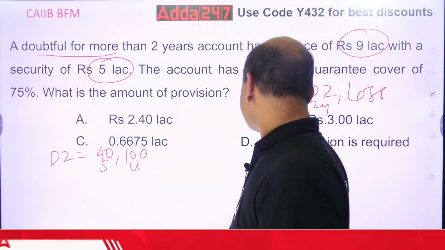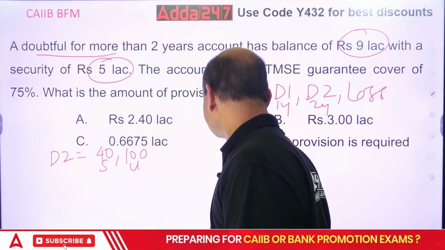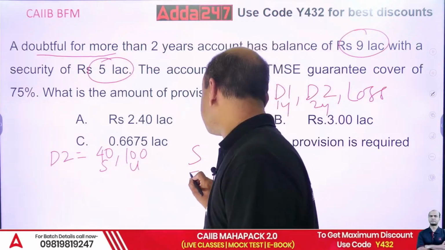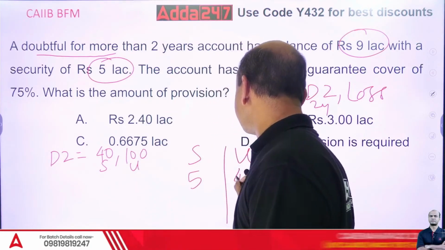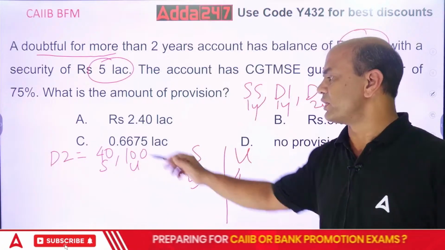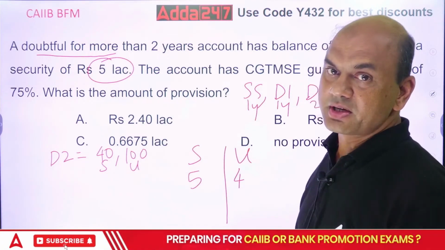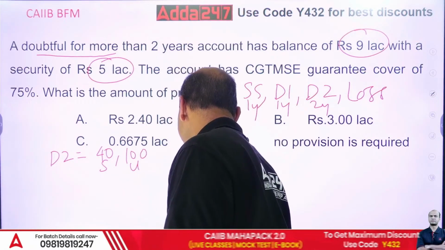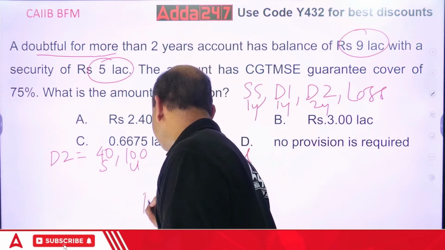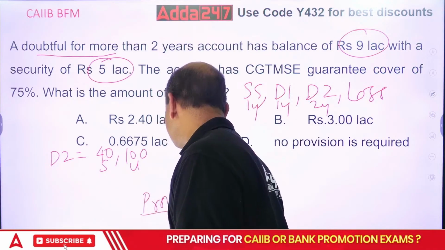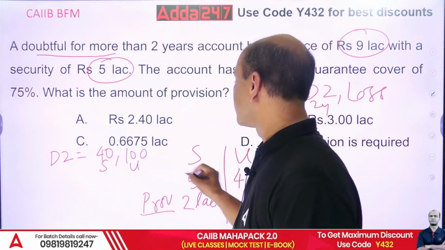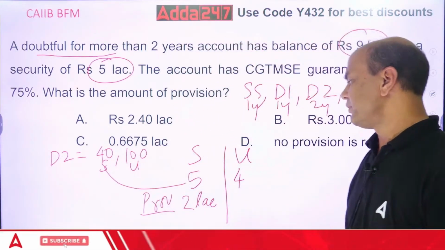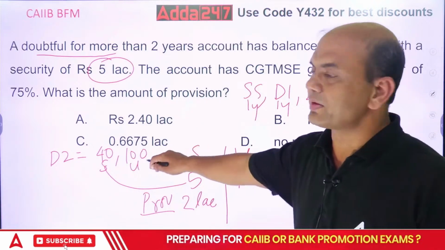So let's divide this. Secured and unsecured. Secured is what? 5 lakhs. Unsecured is 4 lakhs. So what is the provision for 5 lakhs? 40%. 40% into 5 lakhs. So that is simply 2 lakhs. So 2 lakhs is the provision. Provision is 2 lakhs. 5 lakhs into 40%. This 40%, you will multiply it over here. Okay. What about this unsecured? You will multiply with 100.